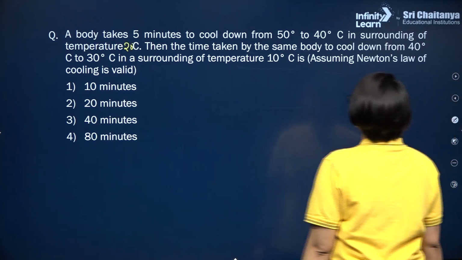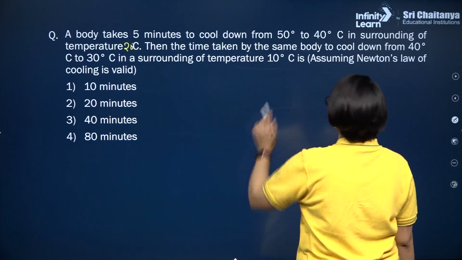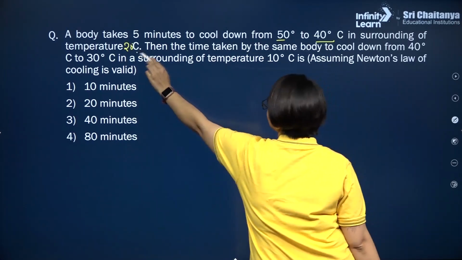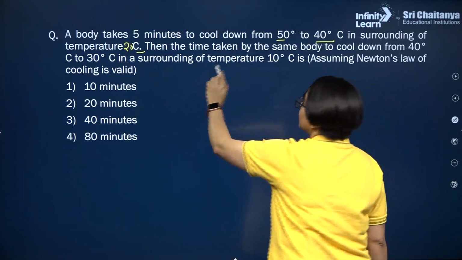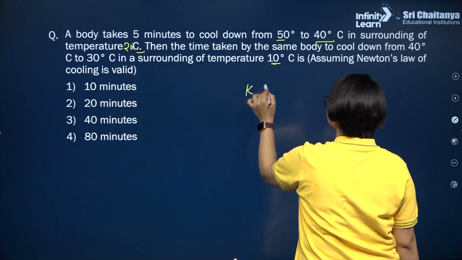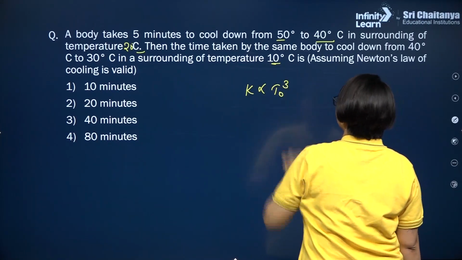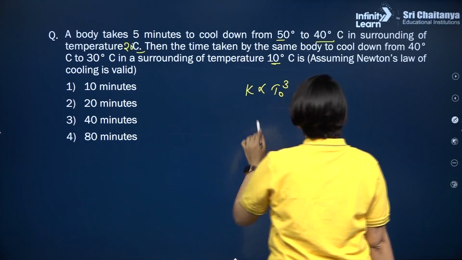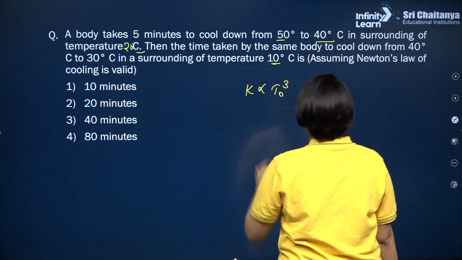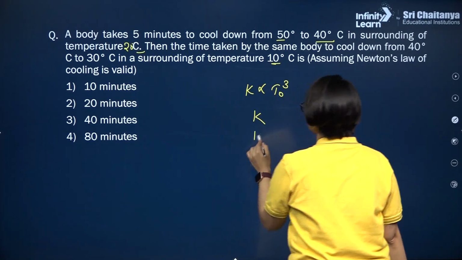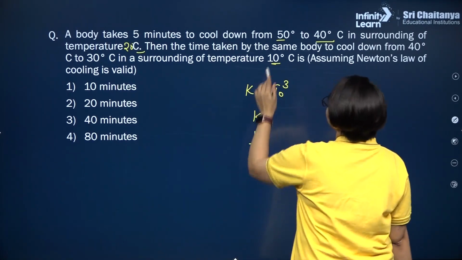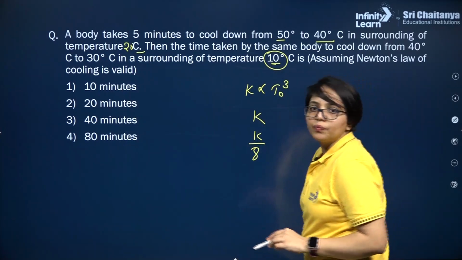So, when the body cools down from 50 to 40, the surrounding temperature is 20, and when the body cools down from 40 to 30, the surrounding temperature is 10. So, K is directly proportional to T cube. In the first case the proportionality constant is K, then in the second case it will be K upon 8 because the temperature is decreasing by 1 by 2, fine.